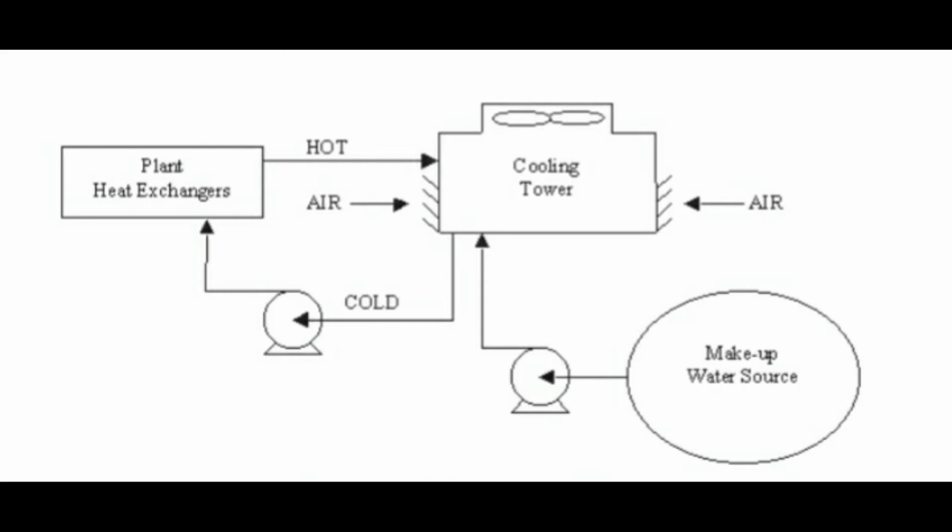This is a diagram of a cooling water system. The hot water from the plant heat exchanger is supplied to the cooling tower, where the heat of the water is rejected to the atmosphere and the water gets cooled down. Cold water is again supplied to the heat exchanger with the help of a pump, and a makeup water source is supplied to the cooling tower to compensate for evaporation losses and other losses.